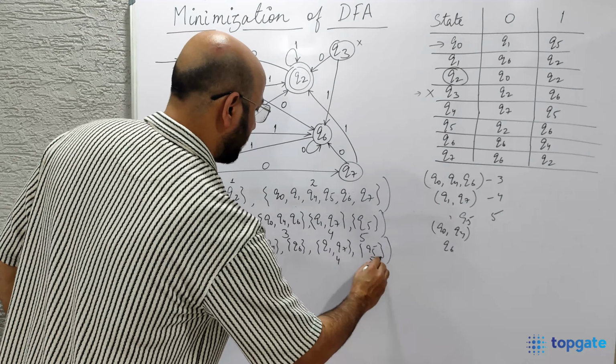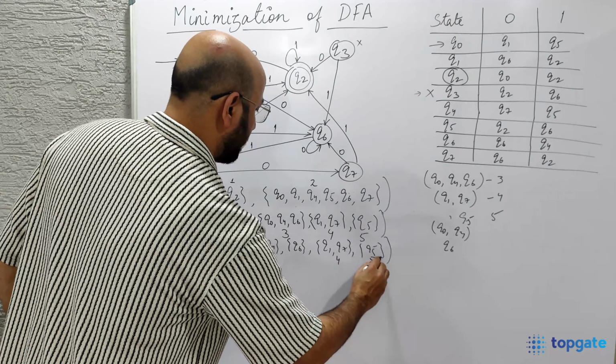Now the elements that I have are q0 and q4. For q0, I am getting q1 and q5. So q1 belongs to set number 4, q5 belongs to set number 5. Similarly, for q4, I am getting q7, q5. q7 is 4 and q5 is 5. So 4, 5. You can see that both are again the same. So there is no need to divide this. So this set number 6 will remain as it is. Clear? So that is fine.